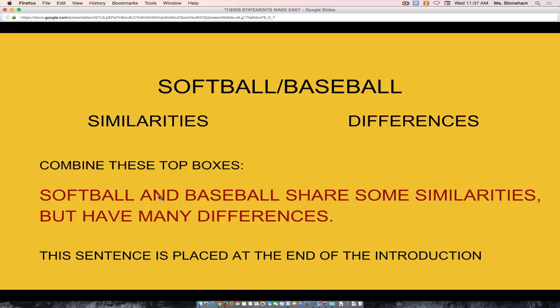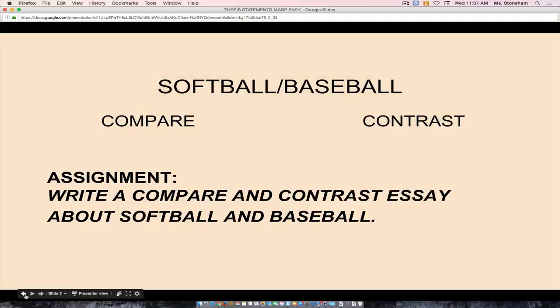Compare and contrast softball, baseball. I borrow those terms because we know compare means similar or different. And we know contrast means, so I just substituted those words for these and included softball and baseball. And that's how I was able to come up with this. There they are, compare similarities, contrast differences. And I put those together and formed this. This sentence is placed at the end of the introduction.